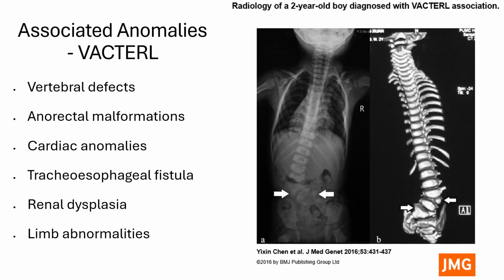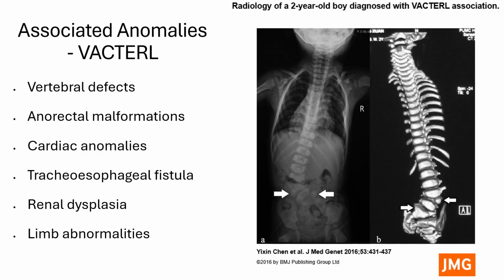Vertebral defects form the spinal component we've been discussing, while anorectal malformations affect the digestive system terminus. Cardiac anomalies can range from simple septal defects to complex congenital heart disease. Tracheoesophageal fistula creates abnormal connections between the airway and digestive tract. Renal dysplasia encompasses various kidney abnormalities that can affect function. And limb abnormalities include conditions like radial dysplasia that we discussed earlier.